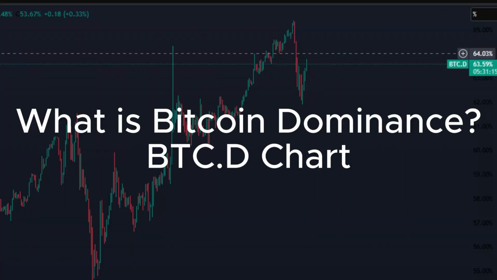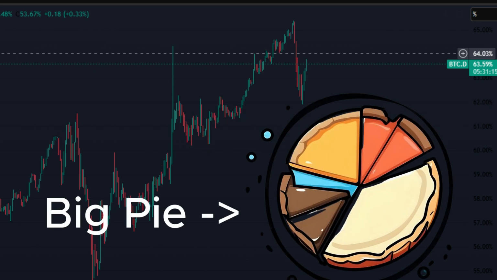So what's Bitcoin dominance? It's a percentage that shows how much of the total crypto market cap belongs to Bitcoin. Think of the crypto market as a big pie. Bitcoin's slice is its dominance.